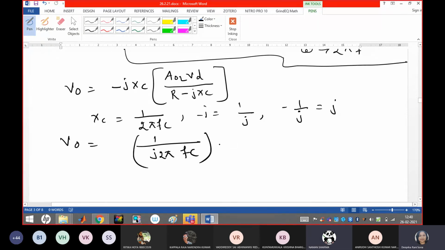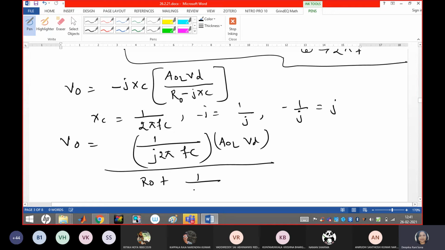AOL into VD, right? Whole divided by, again, R0. We have taken R0, guys. We have not taken R. This is just to show you. So here also we may represent this as R0 plus 1 by j 2 pi fC. This will multiply with this, plus 1. Then this j 2 pi fC will get cancelled out, right?